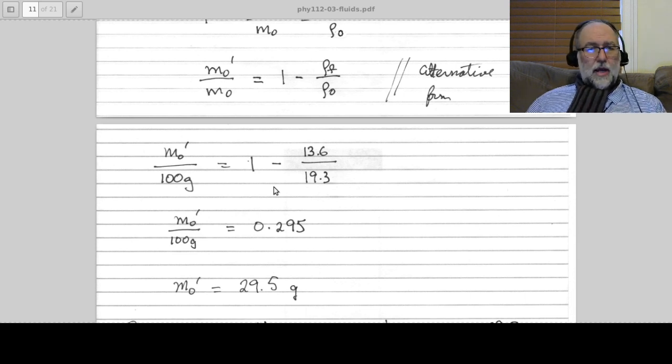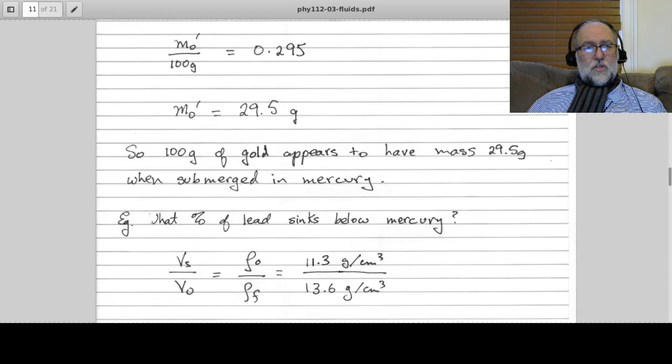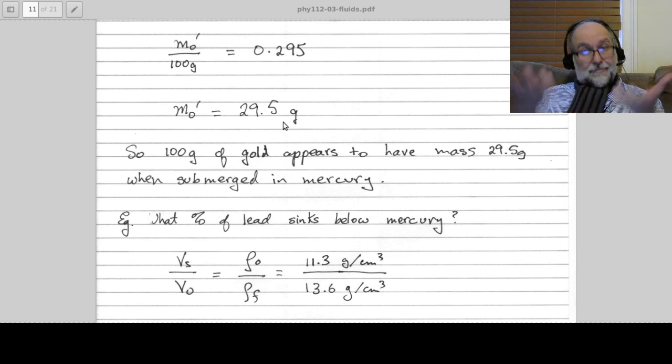But you'll get the same answer. Don't worry. Just following through, it turns out that it's only 29.5 grams. So outside of the mercury, the gold has a mass of 100 grams, but when we submerge it, it appears to have a mass of 29.5 grams, okay? In reality, it's still 100 grams because mass is the amount of substance present. But if you were using a balance to measure this, it would only register 29.5. And you say, well, why? Because that upwards force is decreasing how much it appears to weigh, okay?